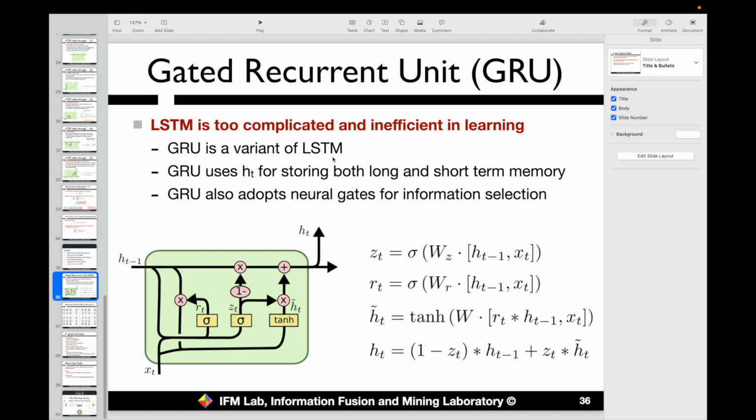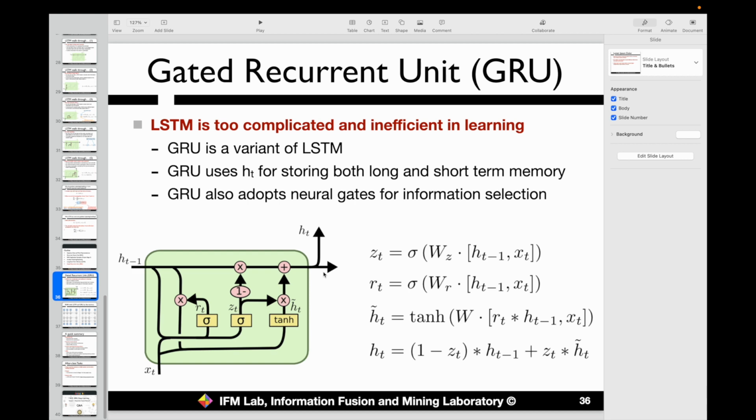Before, we mentioned that for LSTM we have two parameters, the CT and the HT, for memorizing the long-term memory and the short-term memory respectively. In the GRU, this neuron uses one single variable ht for storing both memories in state. This GRU also adopts the neural gates for information selection as well. So we show you the GRU neural architecture in this page.